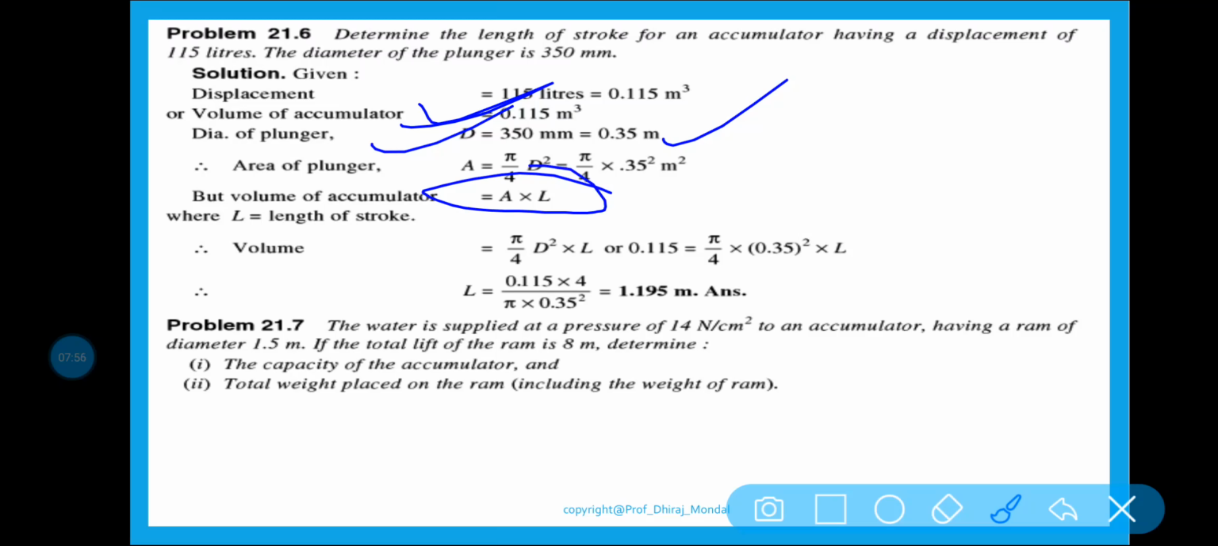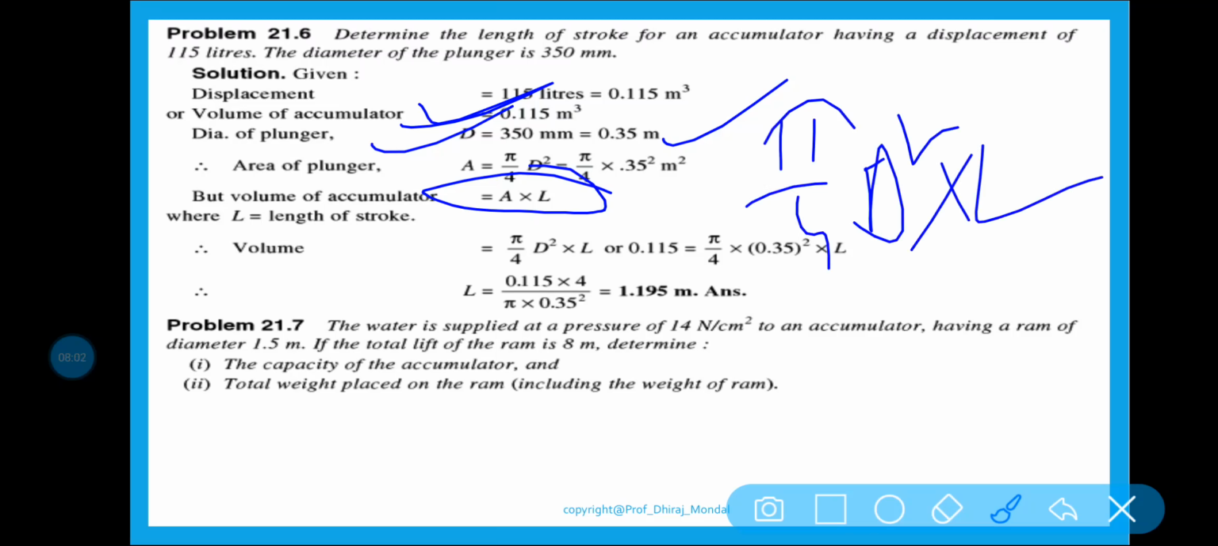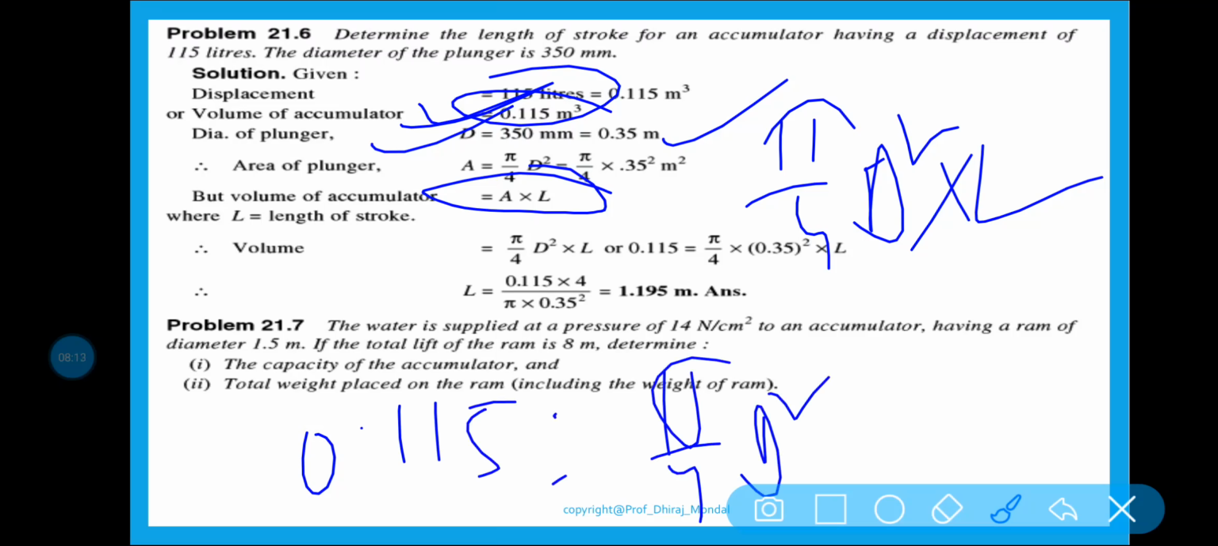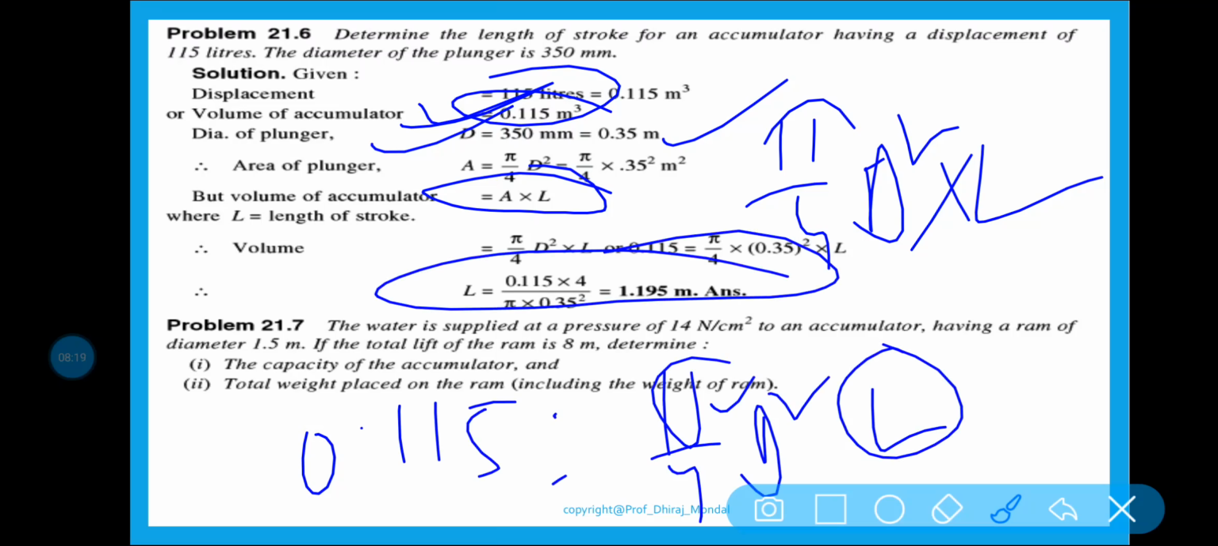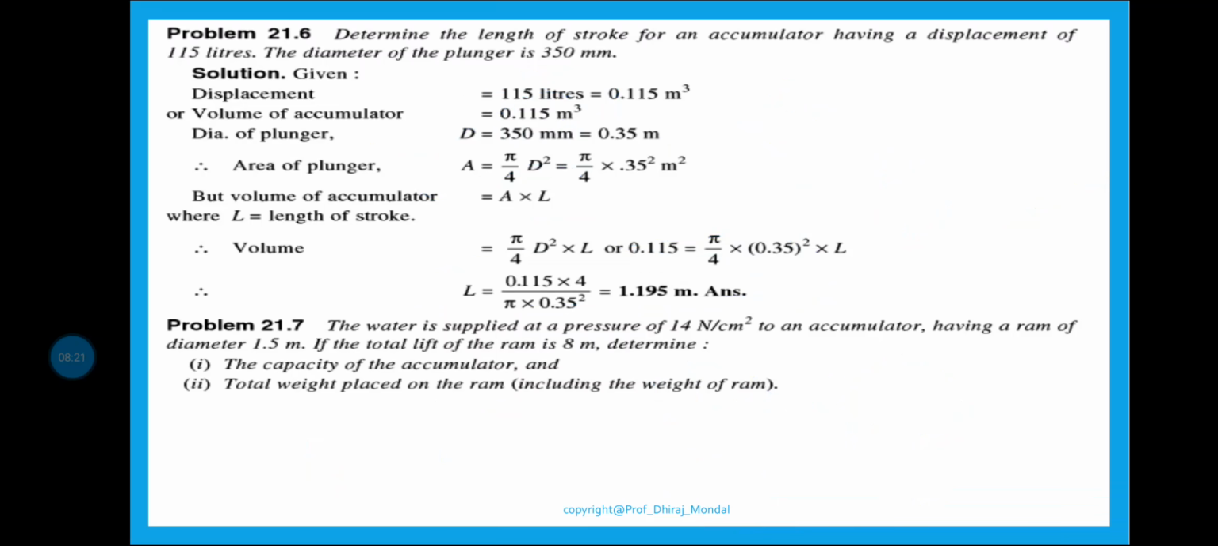So we can see here, basically, the volume is pi by 4 d square into L. Now the volume also is given, isn't it? So 0.115 is equal to pi by 4 d square into L. Now d you know, only the unknown is your L. So L is equal to 1.195 meter. So I hope it is clear.